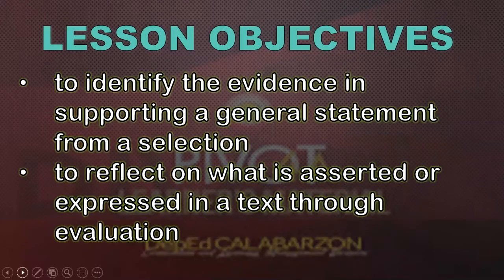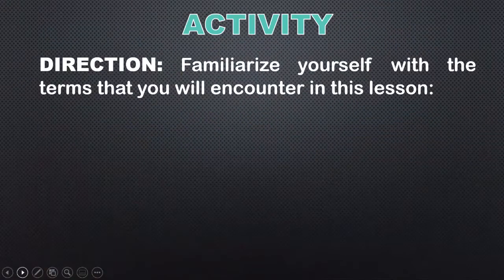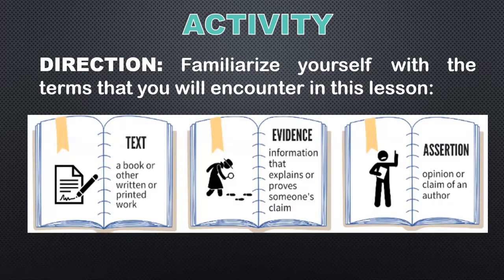And here are our lesson objectives: to identify the evidence in supporting a general statement from a selection, to reflect on what is asserted or expressed in a text through evaluation. For the activity, direction, familiarize yourself with the terms that you will encounter in this lesson. Here are the terms: text, a book or other written or printed work. Evidence, information that explains or proves someone's claim. Assertion, opinion or claim of an author.